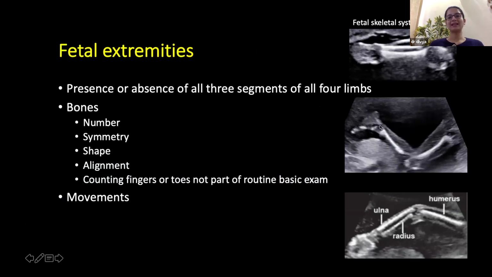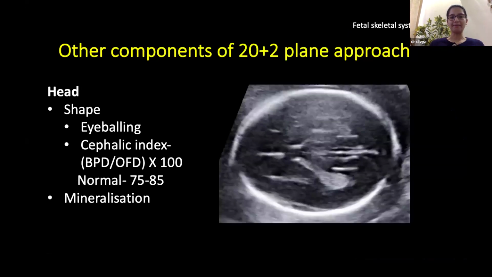As we know, the foot is at 90-degree angle to the lower leg bones. We look at the carrying angle of the elbow, the normal relationship of the hand with the wrist. Remember, counting the fingers and toes is not a part of the basic examination as per ISUOG guidelines. Now, since limbs are dynamic structures, we must also always look for limb movements, that is flexion, extension at the various joints during the basic exam.